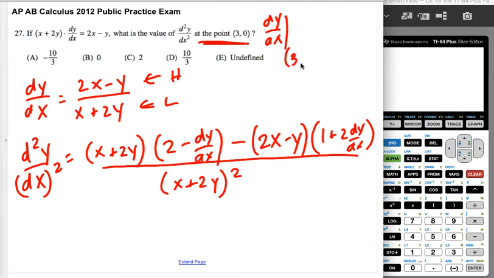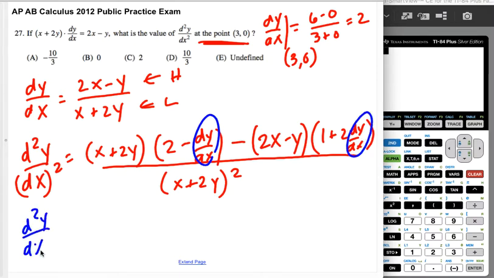At (3, 0) is just going to be this guy, right? With a 3 plugged in for x, so 6 minus 0, right? And then a 3 plus 0, so I just get a 2. So everywhere I see this thing, I'm just going to be plugging in a 2. So when I want d squared y over dx squared specifically at the point (3, 0), it's a much easier question than if I have to clean up this whole ugly mess.